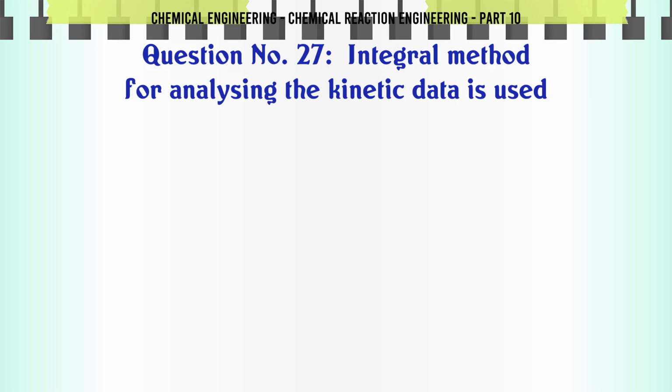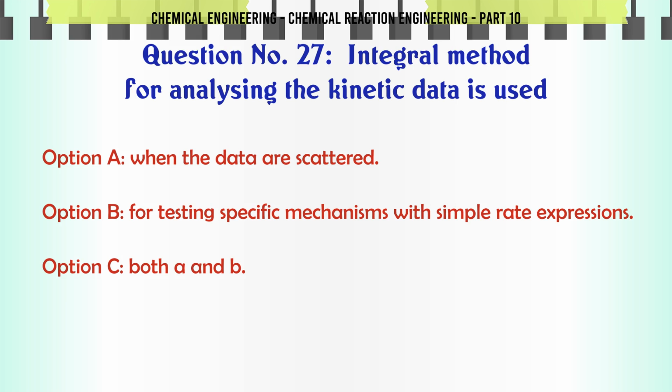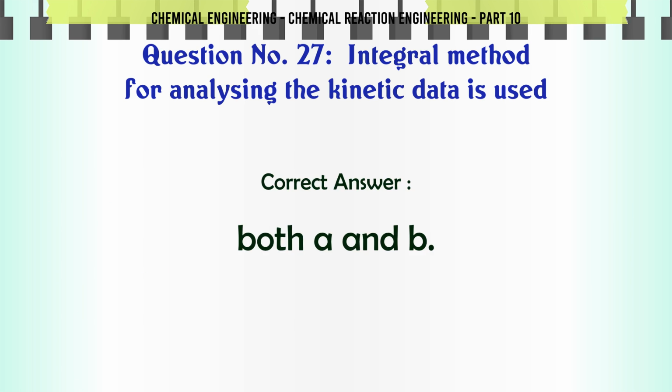Integral method for analyzing the kinetic data is used: A. when the data are scattered, B. for testing specific mechanisms with simple rate expressions, C. both A and B, D. none of these. The correct answer is both A and B.